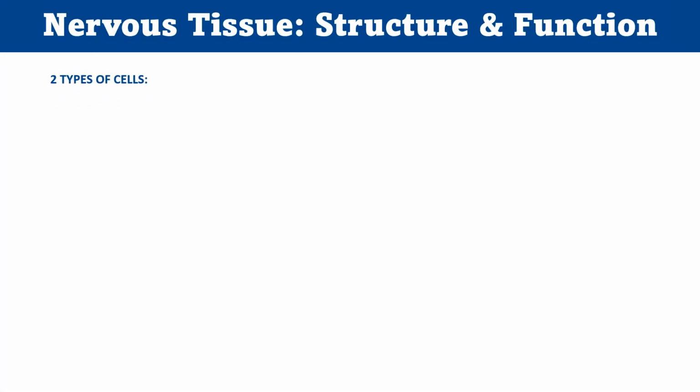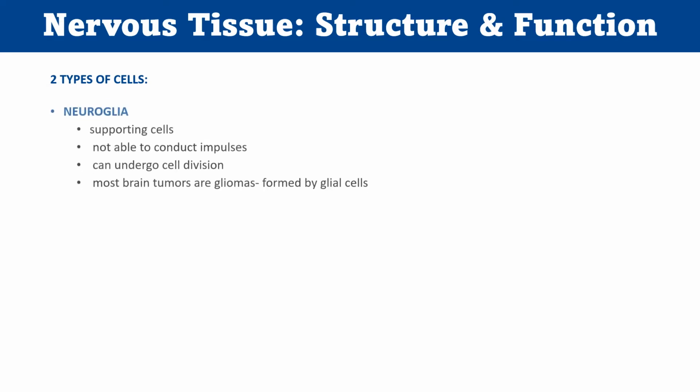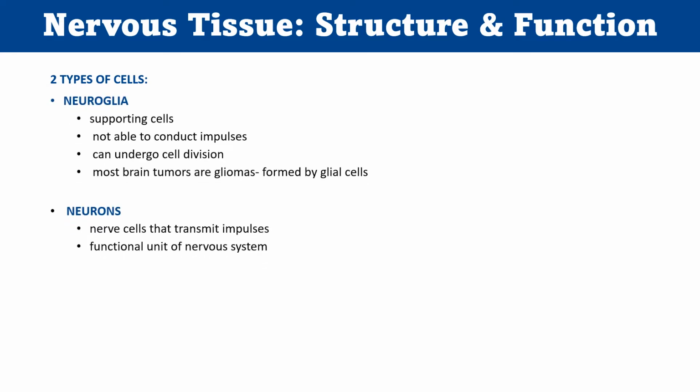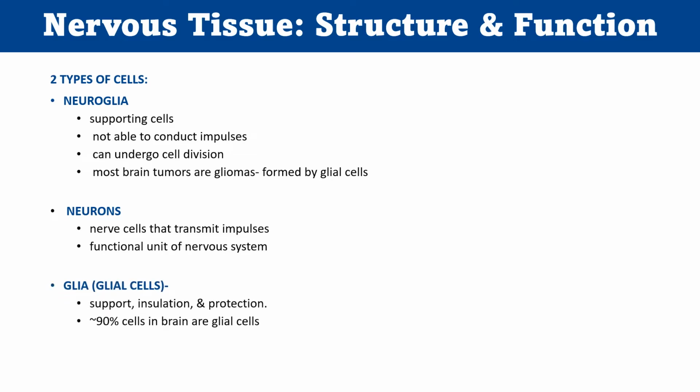Nervous tissue structure and function. There are two types of cells. Neuroglia are supporting cells, not able to conduct impulses, and they can undergo cell division. Most brain tumors are gliomas formed by the glial cells. Then we have neurons, nerve cells that transmit impulses, the functional unit of the nervous system. Glial cells are there for support, insulation, and protection. 90% of cells in the brain are glial cells.